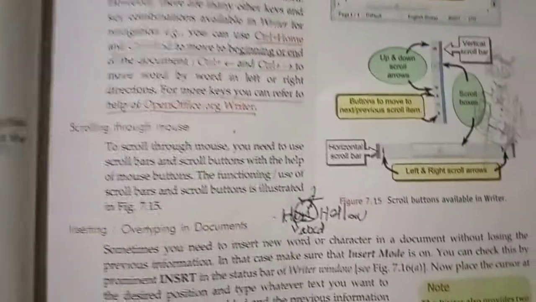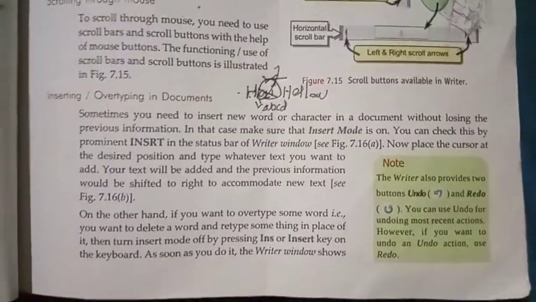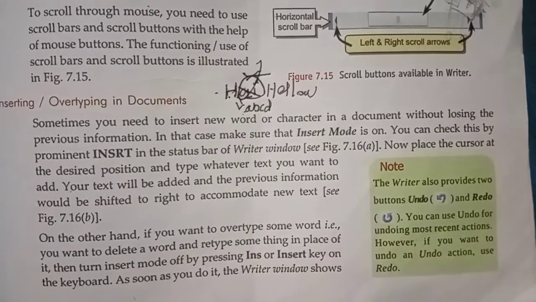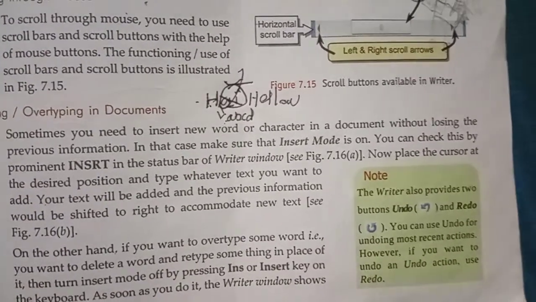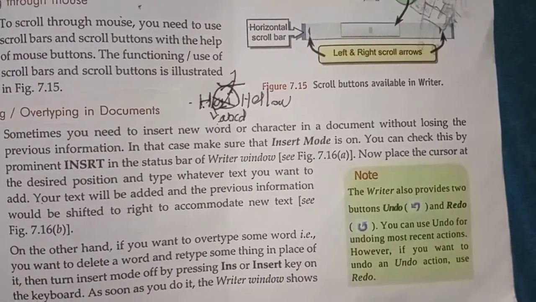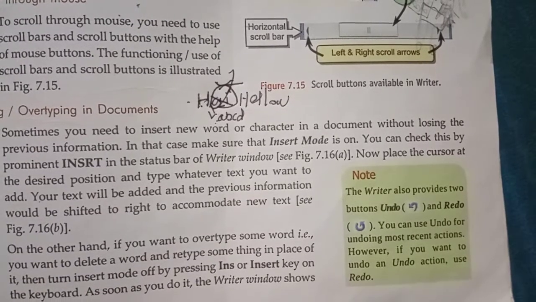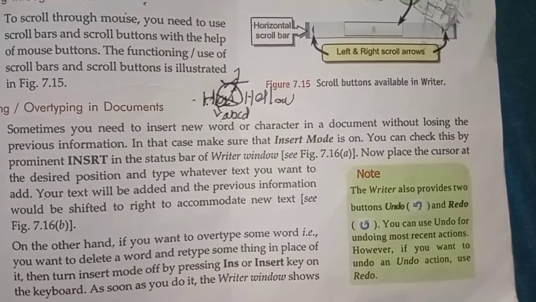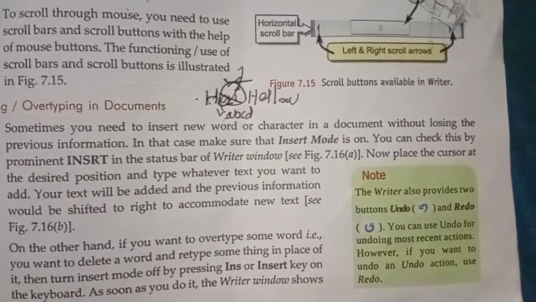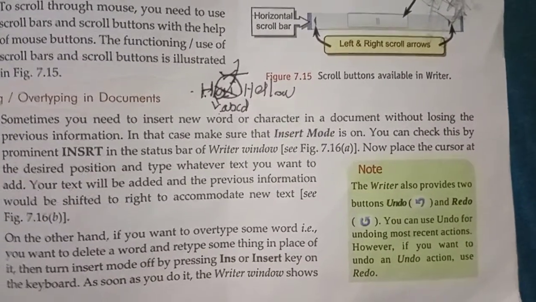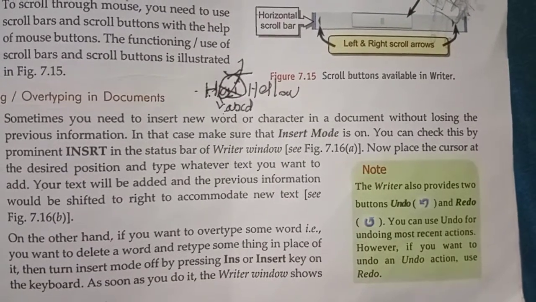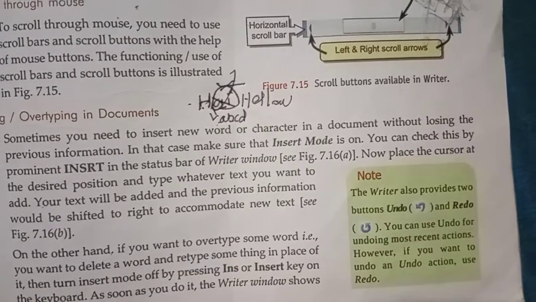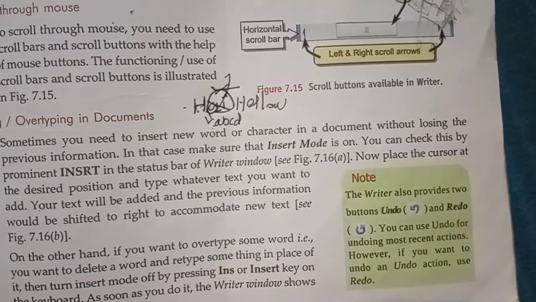Then on the right side there is one box, and that is important: undo and redo. Writer provides two buttons, undo and redo. You can use undo for undoing the most recent action. For example, if you delete something or change a word or letter, and you don't want that change, you can just click undo. Redo means redoing the action you undid.